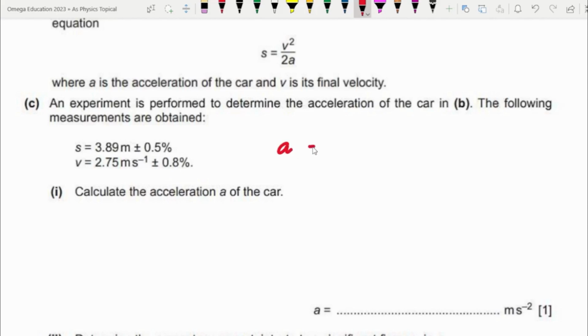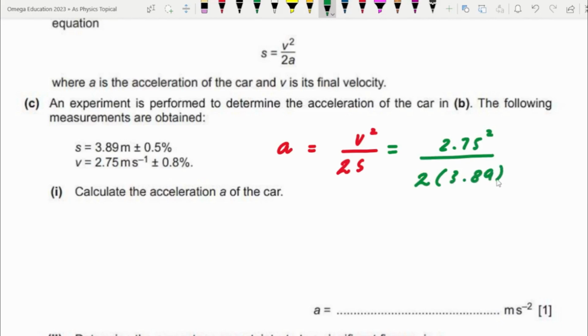So if I make a the subject, it would be v squared divided by 2s, which is basically the third equation of motion we study in chapter kinematics. This is the third equation of motion, provided that the object starts from rest. Okay, so v square, what is the value of v? 2.75. We take square of it divided by 2 times of distance, 2 times of 3.89.